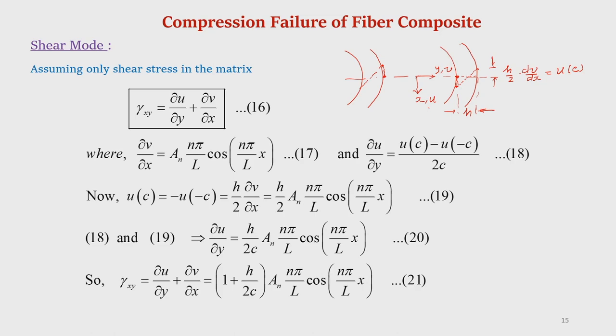Now, we assume that it is only subjected to shear. Okay. Now, using the strain displacement relationship, we know that gamma xy is nothing but del u del y plus del v del x. Okay. We know this from elasticity, and from 2 we already have the expression for del v del x. So, this is del v del x, and what is del u del y? Del u del y is nothing but the displacement at c and the displacement at minus c divided by the initial distance 2C. Okay. So, we get del u del y as this.